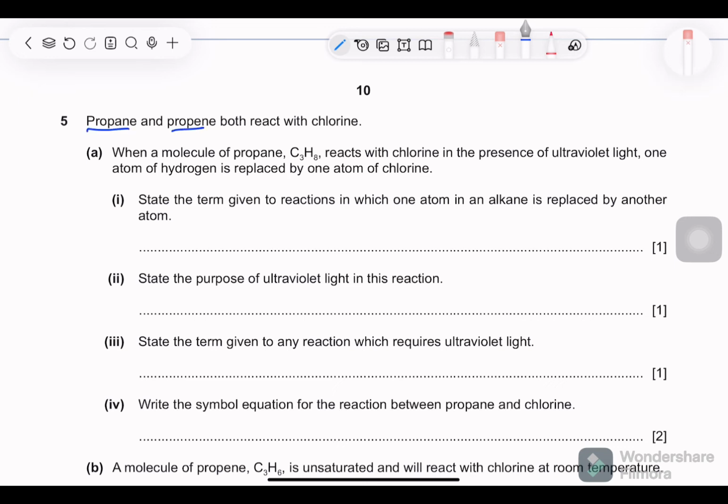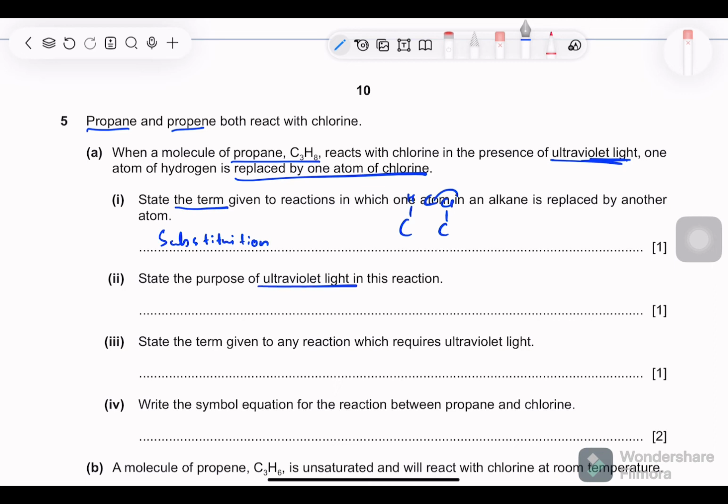Propane and propene both react with chlorine. When a molecule of propane reacts with chlorine in the presence of UV light, we know what this is. One atom of hydrogen is replaced by one atom of chlorine. State the term given to reactions in which one atom in an alkane is replaced by another atom. It is substitution, of course, because it is replaced in place of hydrogen. There comes a Cl.